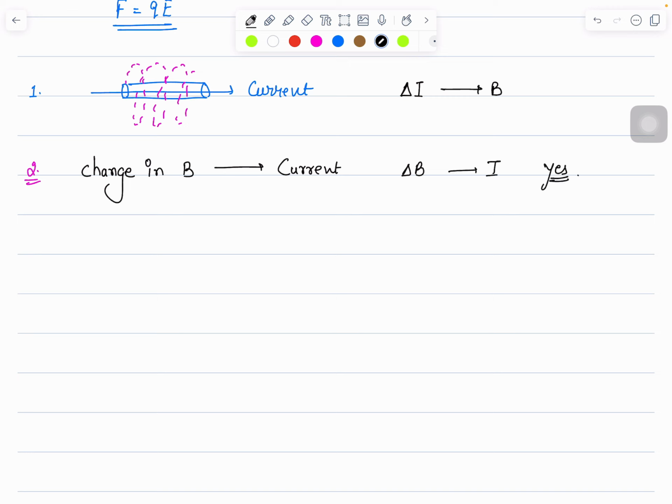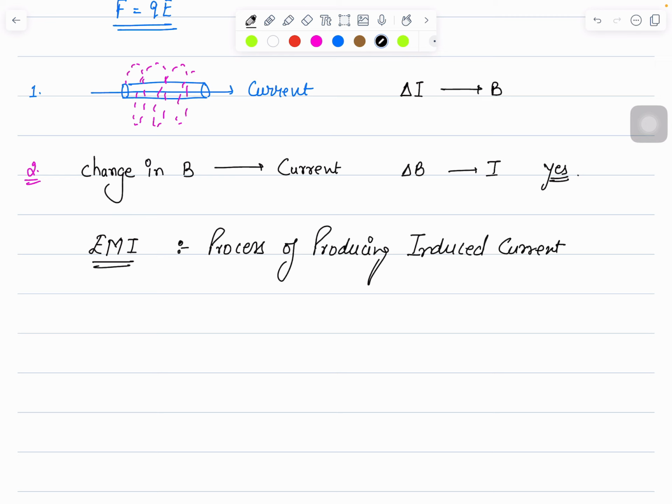And this is all we are going to learn in this lesson, that is electromagnetic induction. So what is the short form of electromagnetic induction? EMI. What is electromagnetic induction? That process of producing induced current, means we are going to produce the current in opposite direction.